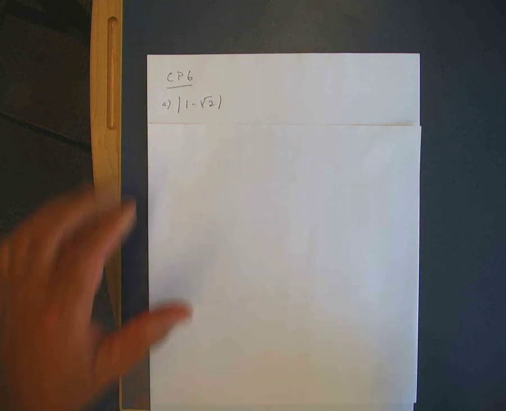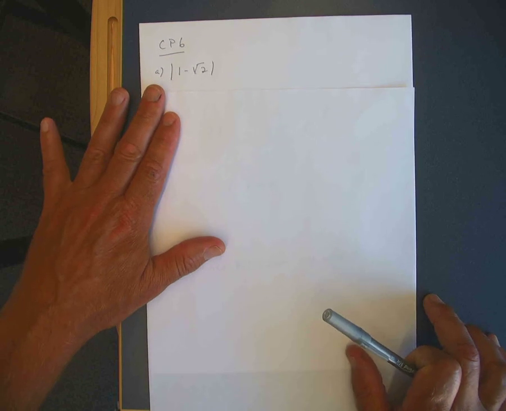The next two checkpoints, checkpoint 6 and checkpoint 7, have to do with absolute value. So we want to go over that. In the book, they tell you how to remove the absolute value bars from an expression. And there are two things.